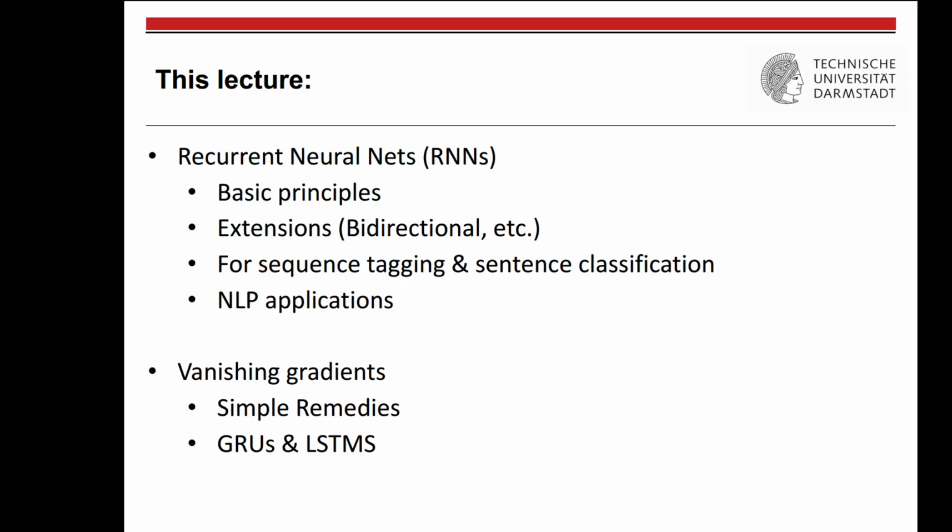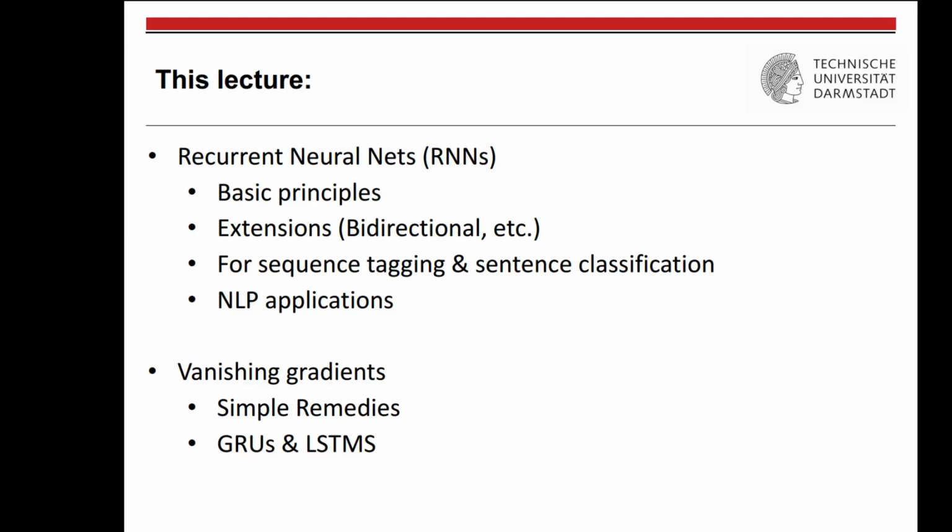And then we check several NLP applications where recurrent neural networks are the method of choice, at least until recently, let's say at least until 2018. And one of those applications is, for example, language modeling, which you have also seen already in previous lectures.